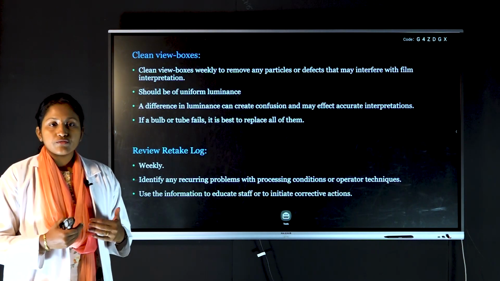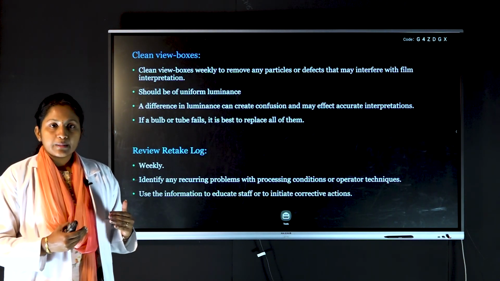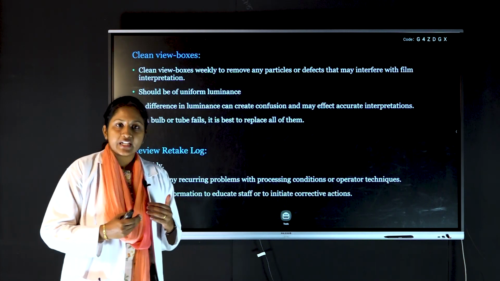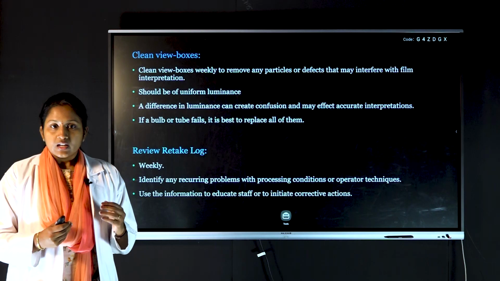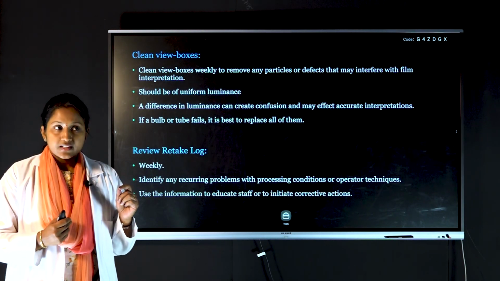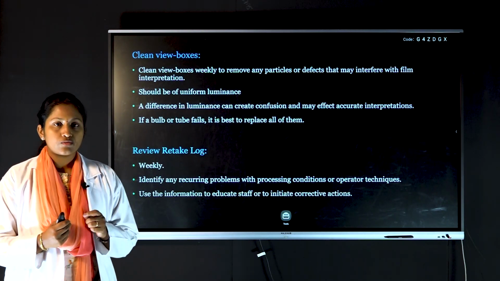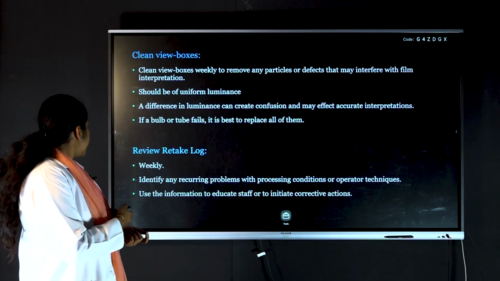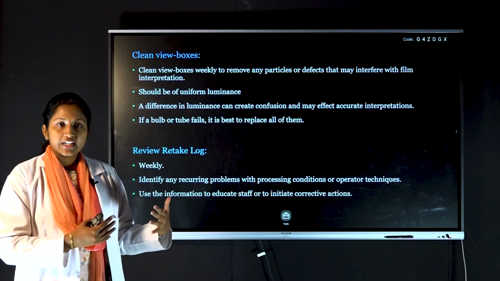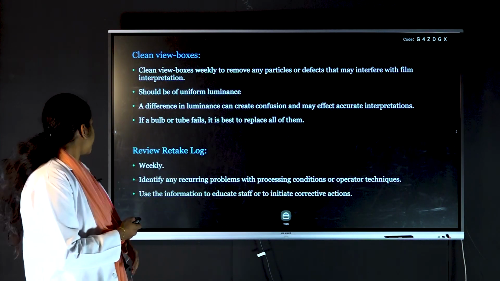Next is cleaning the view boxes. View boxes are very important in analyzing, interpreting and diagnosing the radiographs. We should always check the view boxes for the presence of any cracks or scratches, and also the light present in the view box, so that we can ensure that the quality of the diagnosis is maintained.